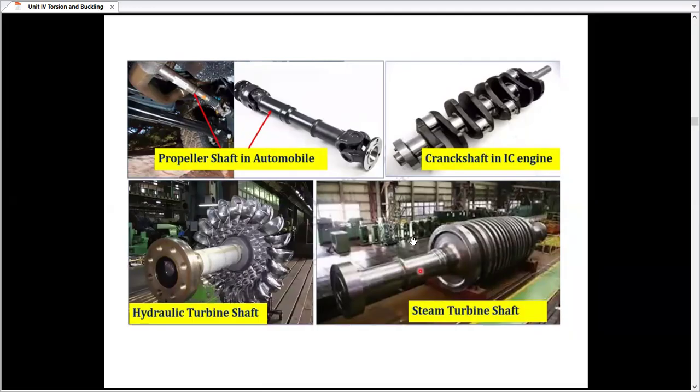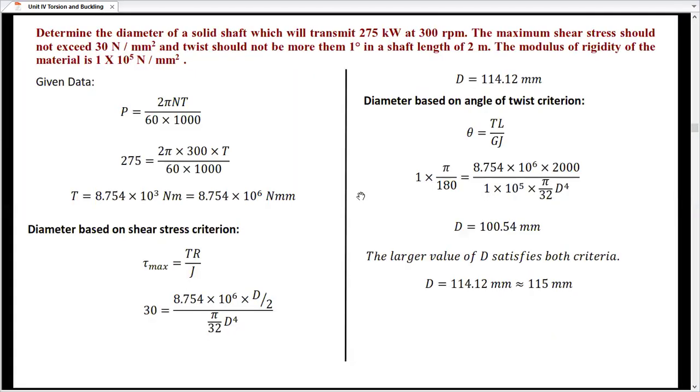Now we'll take an example, and based on that example we'll discuss what the diameter of the shaft should be for a particular application. Let's consider this problem statement. Determine the diameter of a solid shaft which will transmit power of 275 kilowatt at 300 rpm. The maximum shear stress should not exceed 30 Newton per mm square, and the twist should not be more than 1 degree in a shaft length of 2 meter. The modulus of rigidity of the material is given as 1 into 10 raised to 5 Newton per mm square.